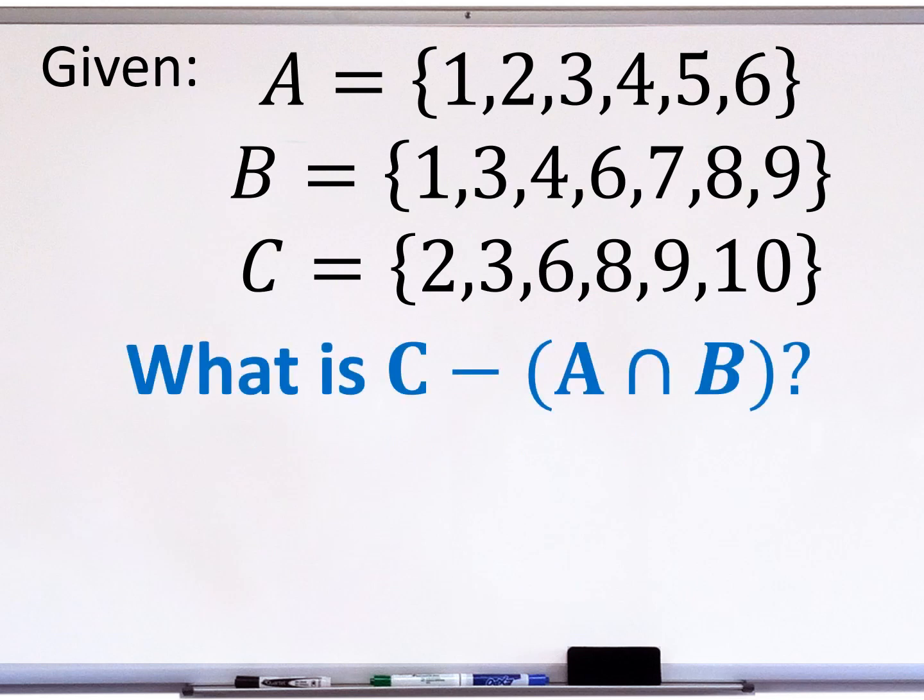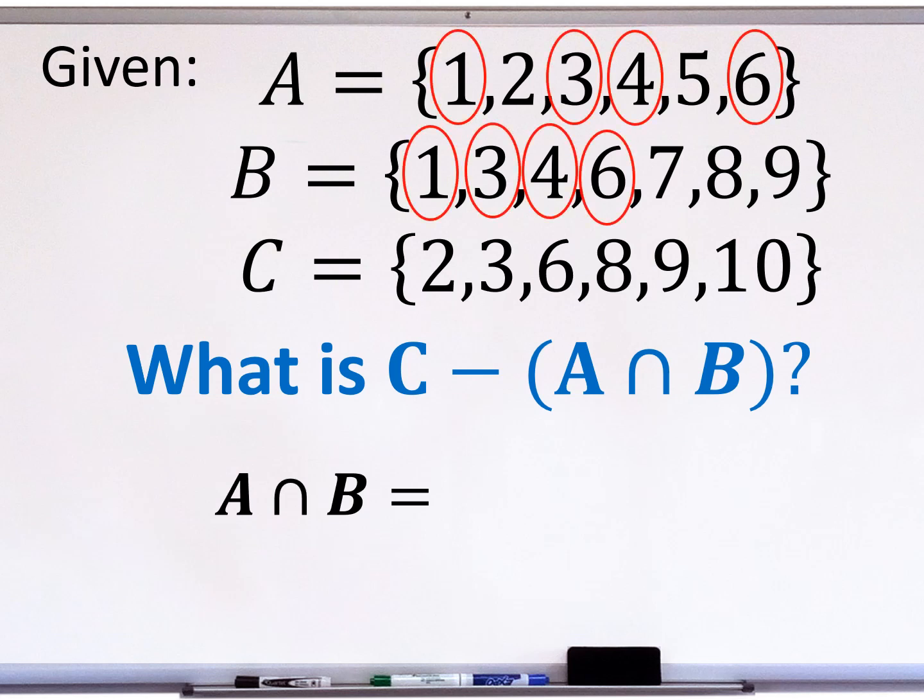How about this one? It contains two operations. So, as you can see, it involves intersection and difference. So, first things first, you're going to operate or get the answer for the first operation, which is the operation inside the parenthesis, which is the intersection. So, therefore, A intersection B, get the common elements between A and B. They are the numbers 1, 3, 4, and 6. So, therefore, the intersection between A and B are the numbers 1, 3, 4, and 6.